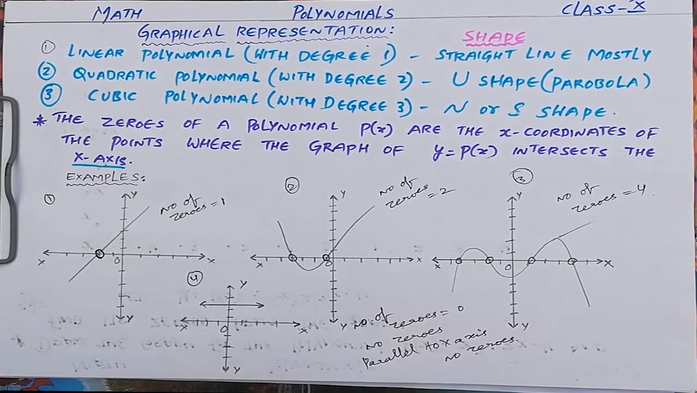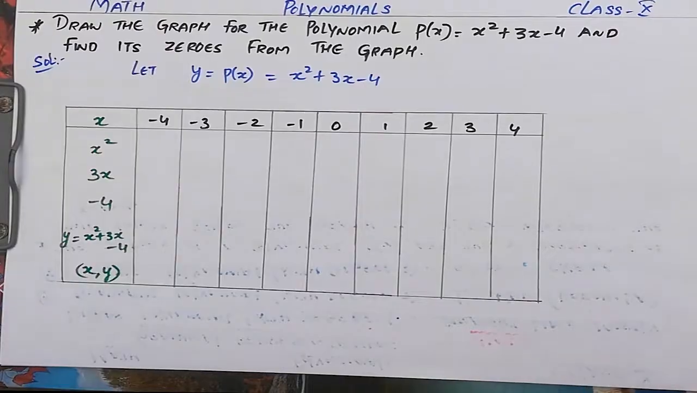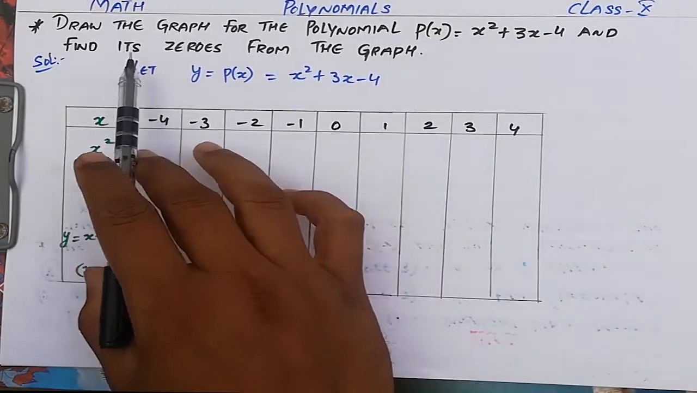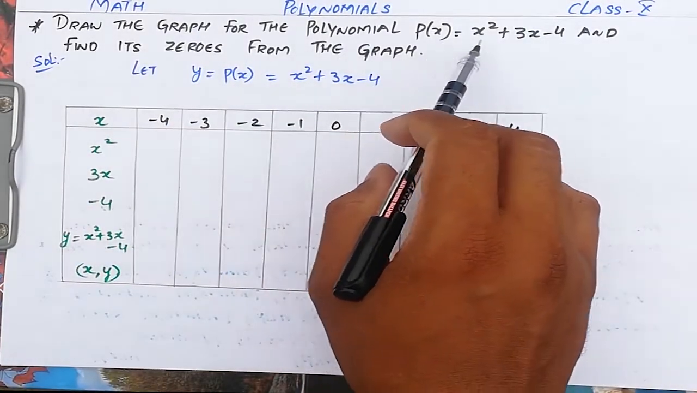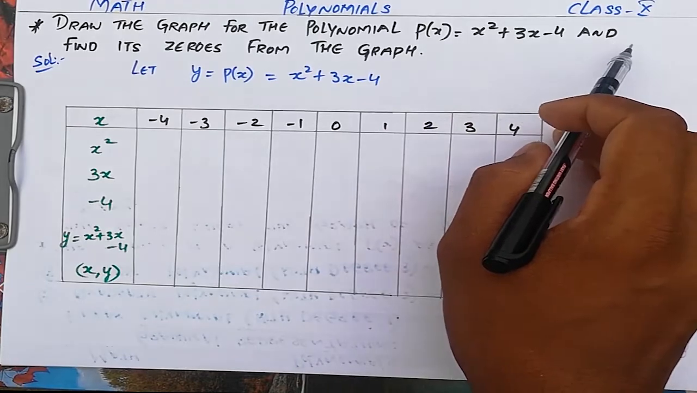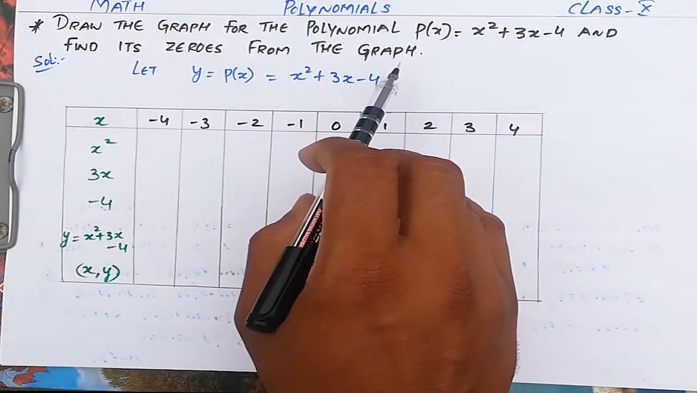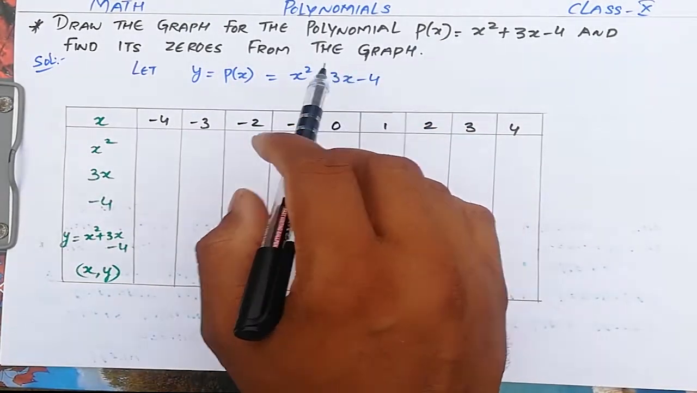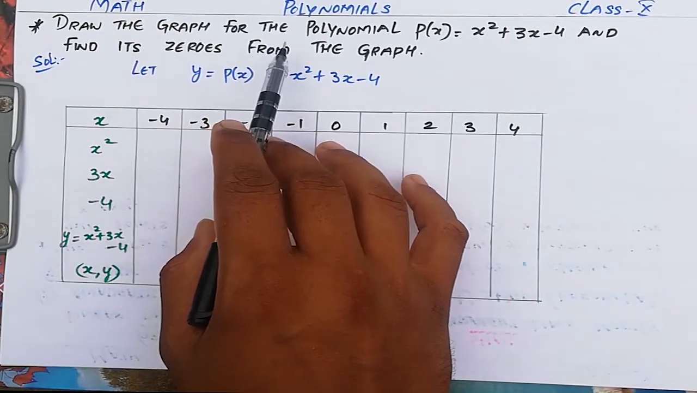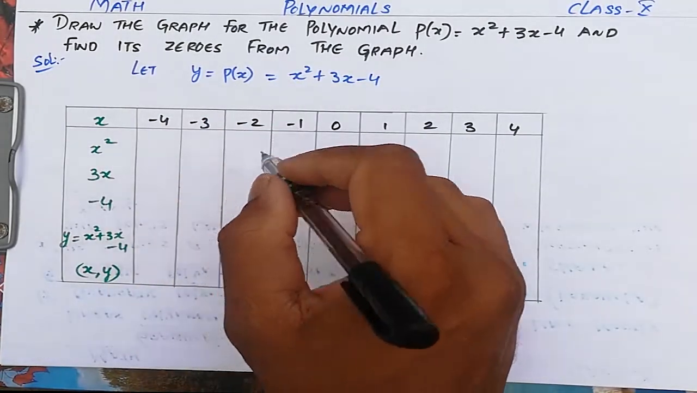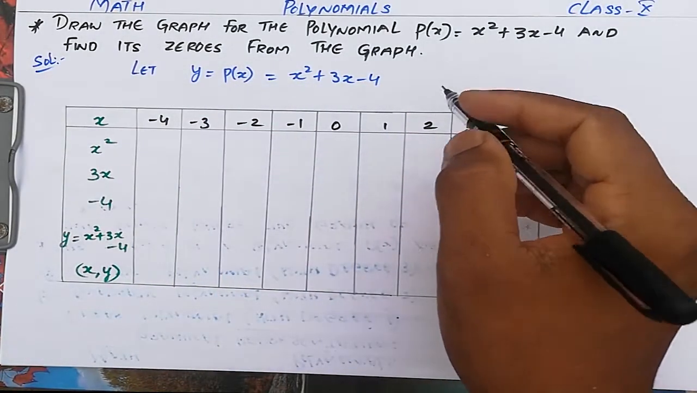Okay, yes, I hope you understood. We'll go to the example problem now. This is the question I have taken as an example. This is a previously asked question, so that's why I consider this one. Draw the graph for the polynomial p of x equal to x square plus 3x minus 4 and find its zeros from the graph. He is asking to find the zeros from the graph, not to solve. So first we need to draw the graph. For the graph we need coordinates to place the marks on the graph.